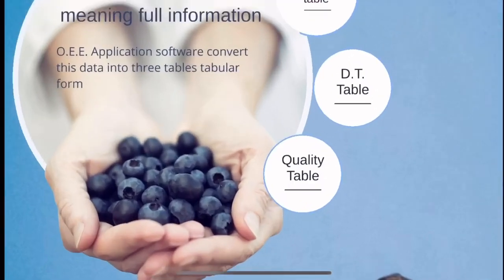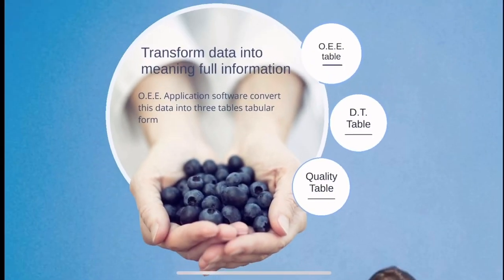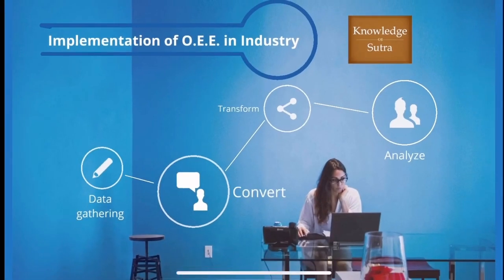Now we will see the quality table. In the quality table, again we can see that all the data we have entered from the data log sheet has gone into a tabular form stratified as per the time, and here we can also see that the application has categorized the data on the basis of lab sample, operational or engineering loss, which is the category of the loss of quality. So this is about how we can transform our hard copy data into soft copy and then convert it into something meaningful. Now we will see how we can analyze this data.